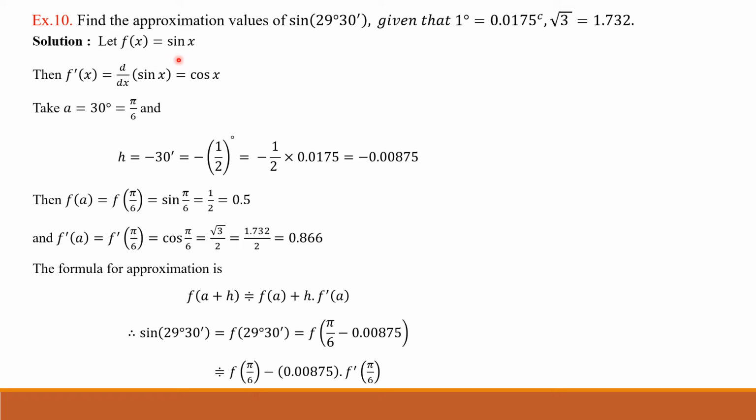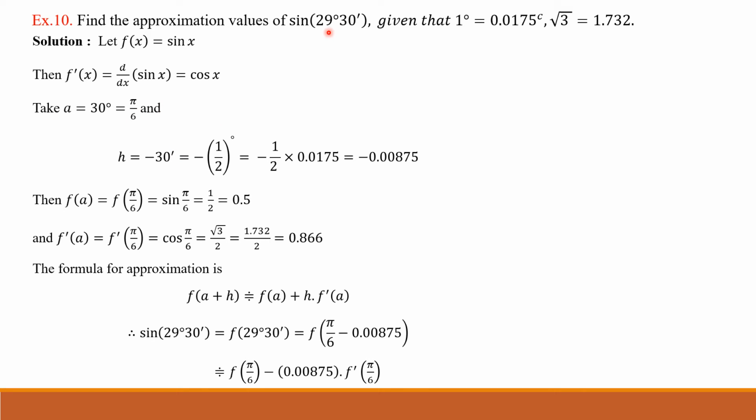Solution. f of x is sin x. Here it is sine of a number. Take the function f of x is sin x. Its derivative f dash of x: the derivative of sin x is cos x. A equal to 30 degrees, that is pi by 6 in radian.